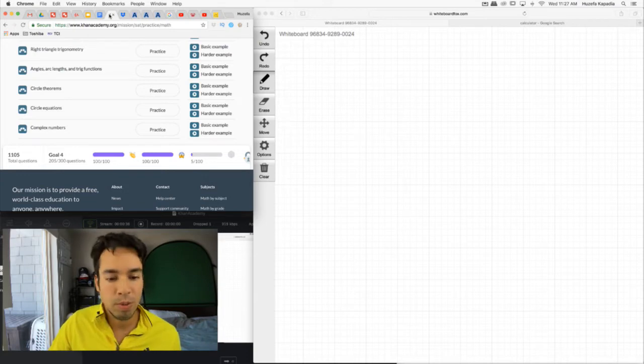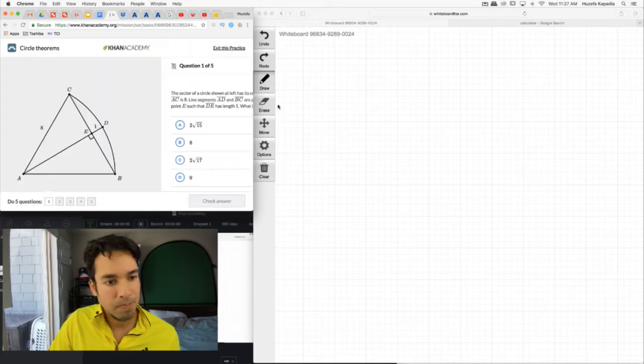Here we go, circle theorem problems. Let's do it. As always, I'm doing these problems for the first time, so that's part of the fun. We'll see what happens. First question, the sector of a circle.